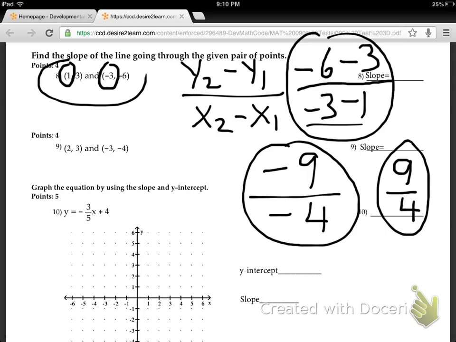There you go, that's the slope between those 2 points right there, okay, because I put the numbers into the equation, and that's how you do slope. Just watch your double negatives.